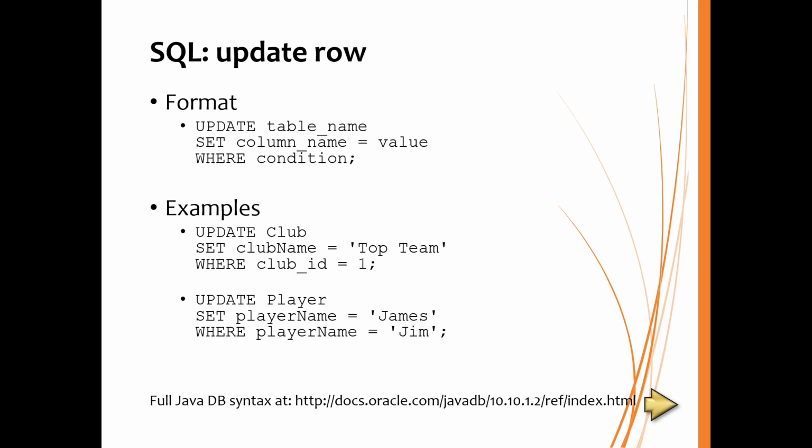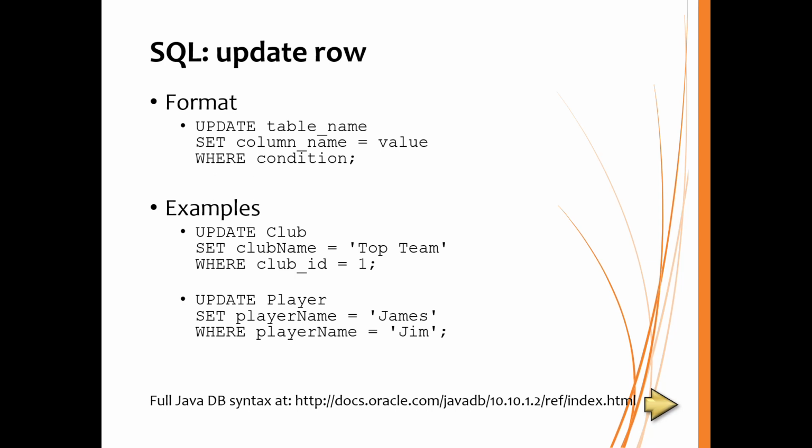If we don't have what's called the where clause, then it will change every single row in that table. So if we want to limit the changes to just specific rows, then we must specify a where clause that has a condition to identify which rows we want to change. So in the first example, we're going to update club and set the club name equal to top team, but only where club ID equals 1.